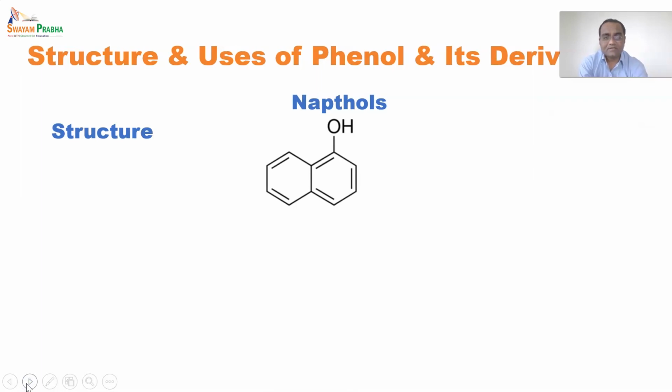Next structure, that is of a naphthol. Here we will see only one naphthol type of structure. There are two types of naphthol which are generally utilized. One is alpha naphthol and the second one is beta naphthol, also called 1 naphthol and 2 naphthol, depending on the position of the OH group. If it is at the first position, it is said to be 1 naphthol or alpha naphthol.